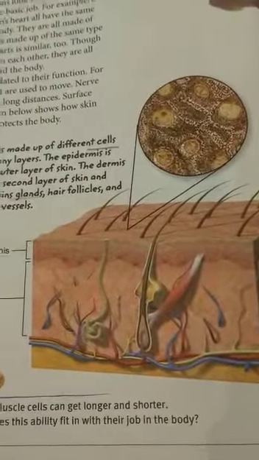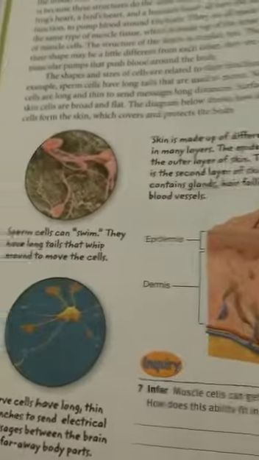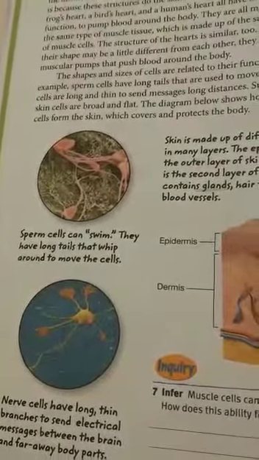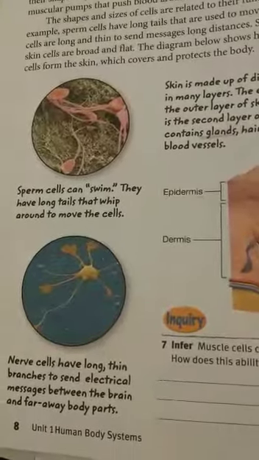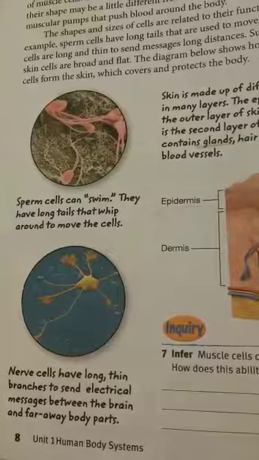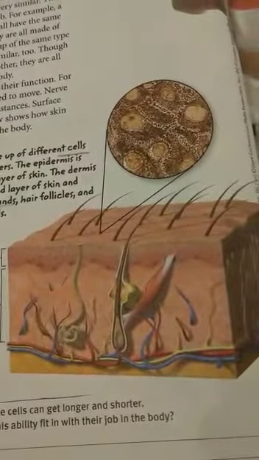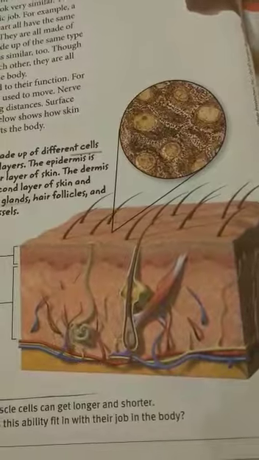Again, so the size and shapes of the cells must support their function, such as the sperm cells with tail, such as the nerve cells with long and thin branches to send the electrical impulses over a long distance, such as the skin cell must be broad and flat.